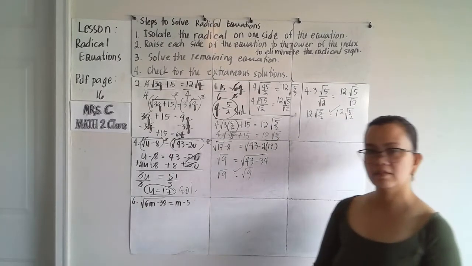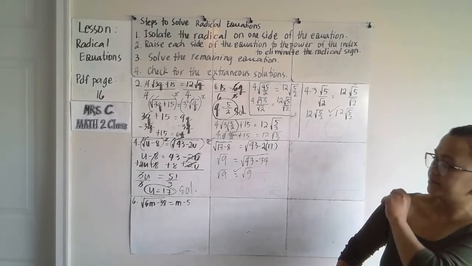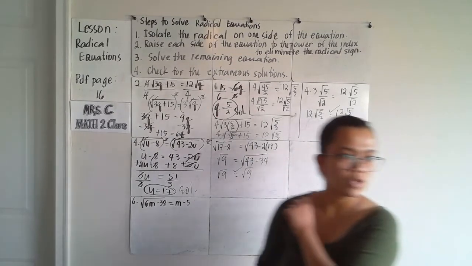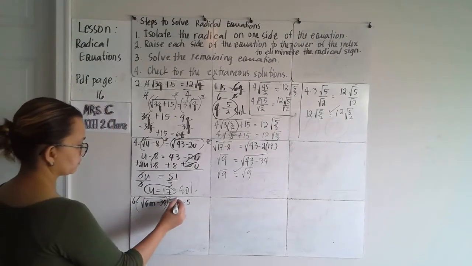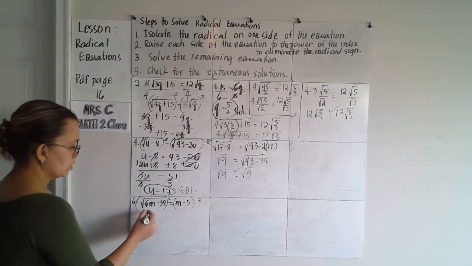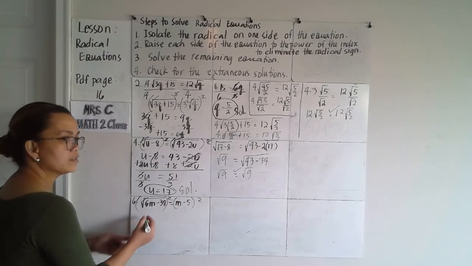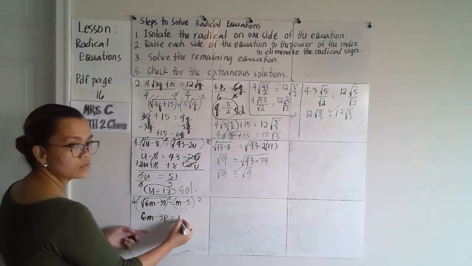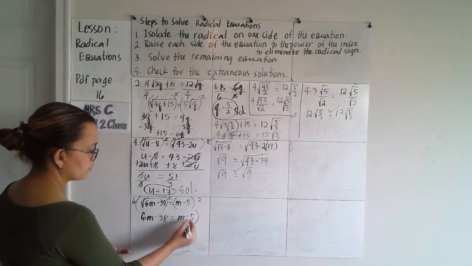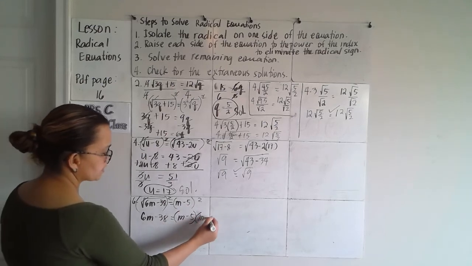Alright, number 6. I think this is hard. Since we can't eliminate anything, we just need to go to the second step, which is to square both sides. So you're going to have 6m minus 38 is equal to m minus 5 squared. It means that we need to multiply m minus 5 twice.